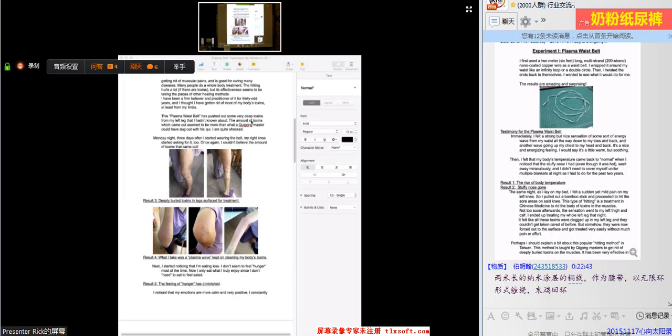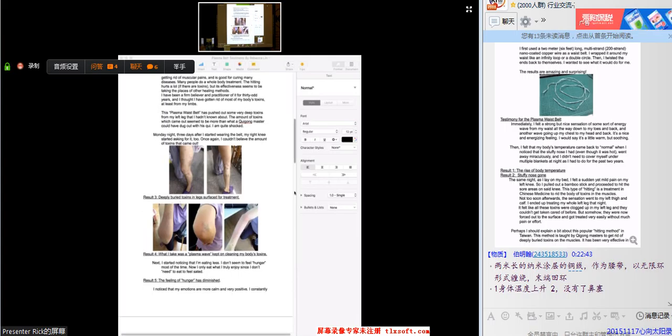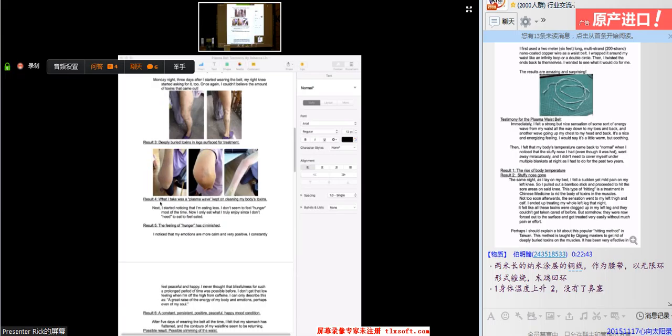So this plasma belt has pushed out some of the very deep toxins from my left leg that I hadn't known about. The amount of toxins which came out seemed to be more than what a Qigong master could have dug out with his key. I am quite shocked. Monday night, 3 days after I started wearing the belt, my right knee started asking for it too. Once again, I couldn't believe the amount of toxins that came out. So result 3, deeply buried toxins in legs surfaced for treatment. Result 4, what I take was a plasma wave kept on cleaning my body's toxins.